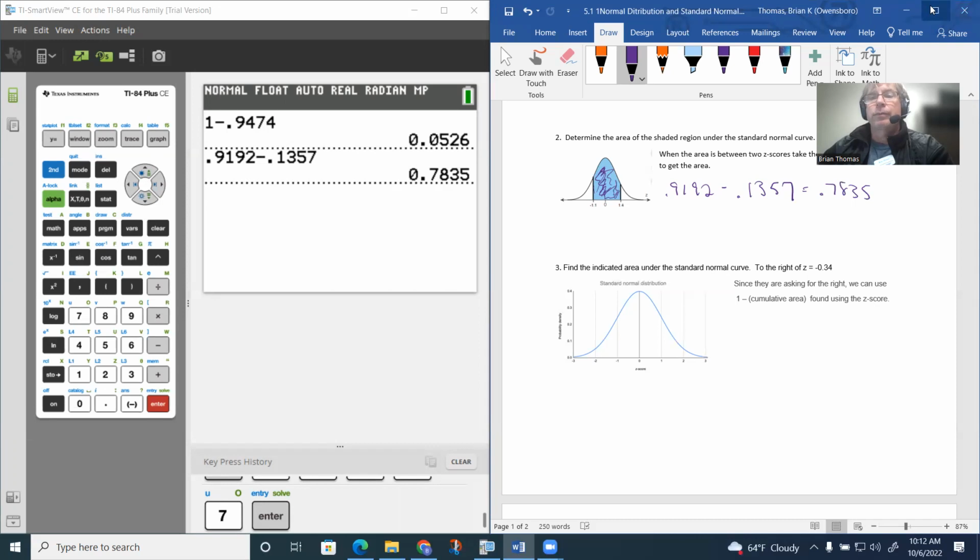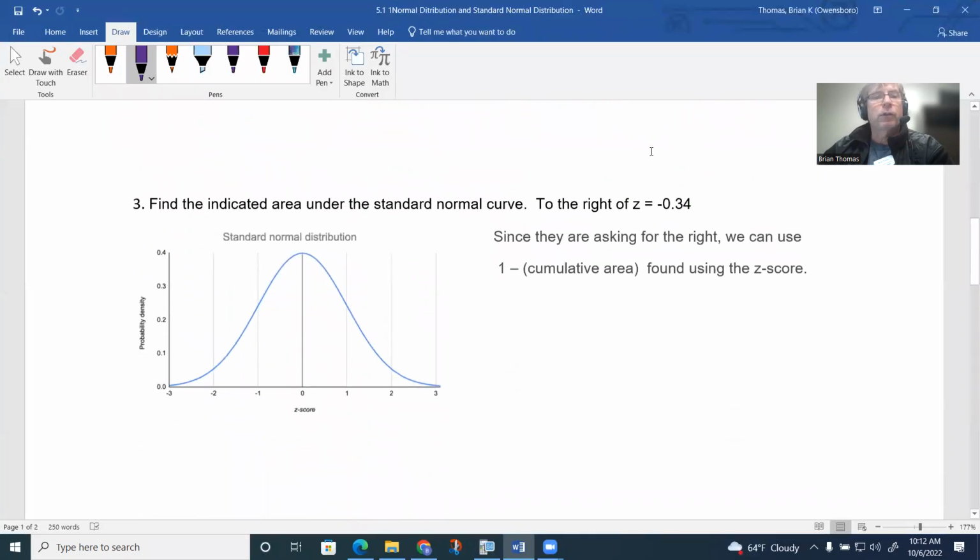So our next example is they want to find the indicated area under the standard normal curve. In your homework, they just give you to the right of z equals negative 0.34. It's not a bad idea to draw yourself a picture, like I have here, a standard normal distribution curve. The negative 0.34 is going to be just to the left of 0. What I want to know is the area to the right of that z-score, so they're wanting this area over here.